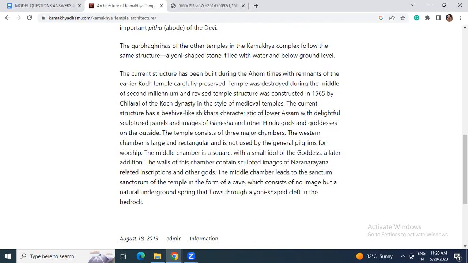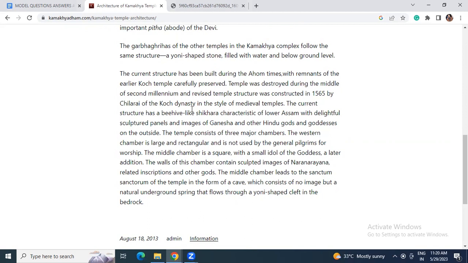The temple was destroyed during the middle of the second millennium and a revised temple structure was again constructed in 1565 by Sila Rai of the Koch dynasty in the style of medieval temples. The current structure has a beehive-like Sikhara, characteristic of Lower Assam, with delightful sculptured panels and images of Ganesha and other Hindu gods and goddesses on the outside.